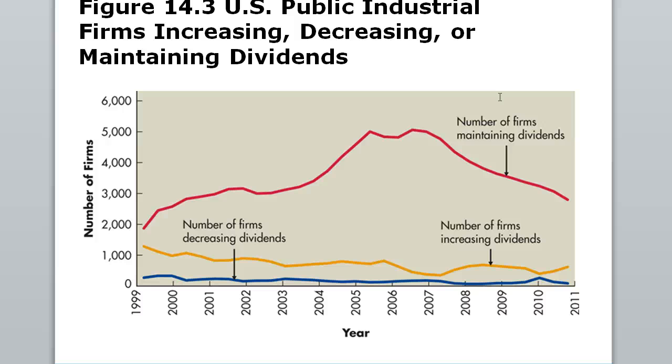So let's look at this chart now. Public industrial firms increasing, decreasing, or maintaining dividends. So let's look at the number of firms maintaining dividends. You see that this peaked, but when we have a recession, fewer and fewer firms can maintain their dividends. The number of firms increasing dividends is sort of up and down, but generally after 2010, we see an upward tick. And firms decreasing their dividends, you see that this is the least popular of the trends, compared to maintaining or increasing. Decreasing your dividends is something that you don't want to do unless your company's really fallen into hard times.